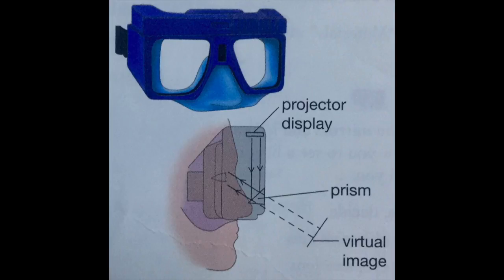HUDs have also been developed for scuba divers. The device is positioned inside the diver's mask. The diver can check depth, water pressure, and air consumption by examining an image of this data projected directly in front of the diver. This spares the person the inconvenience of having to check the readings on separate gauges that indicate depth, pressure, and the amount of air left in the diver's tank. What else do you think HUDs could be useful for?